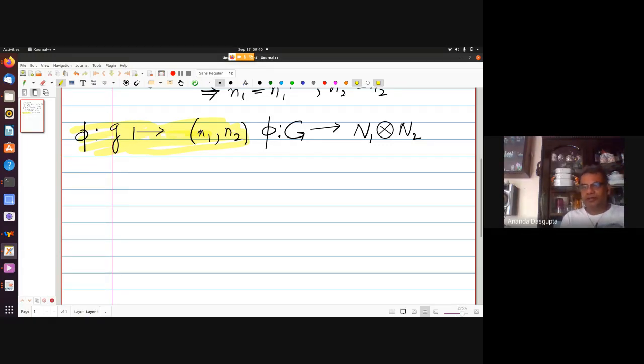So the previous argument helped us to define the map properly, and this is a properly well-defined map. Given any g, you can always find one and only one pair N1, N2.